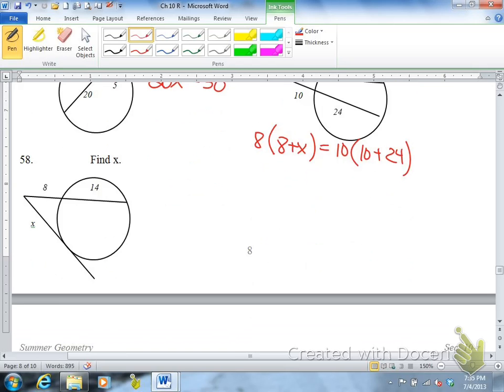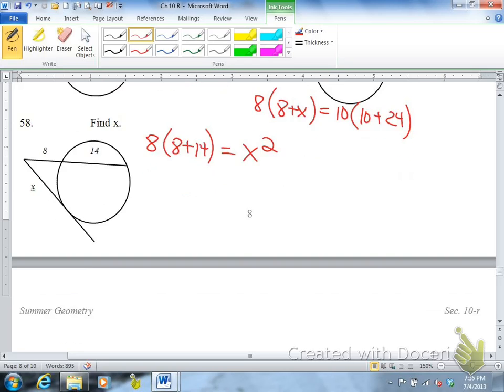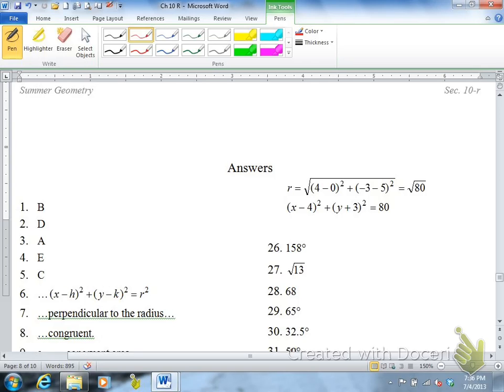Let's see, same thing for this one. Same basic idea. You're going to do 8 times 8 plus 14. The whole length is 8 plus 14, equals x times itself, which is x squared. And you're going to take a square root. You're going to get a positive and negative answer. You just want the positive answer since it's a length. And that looks like that's all.